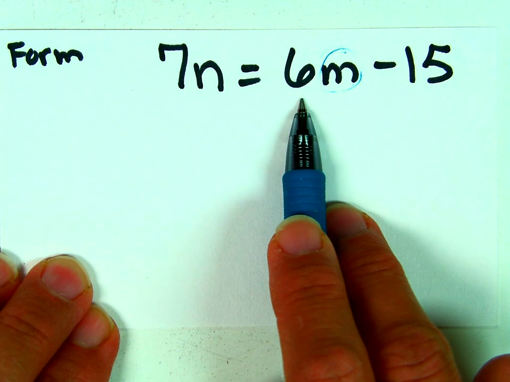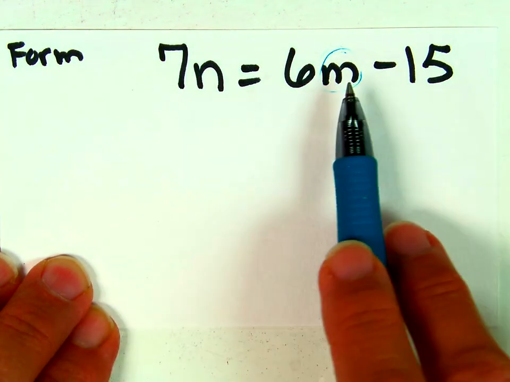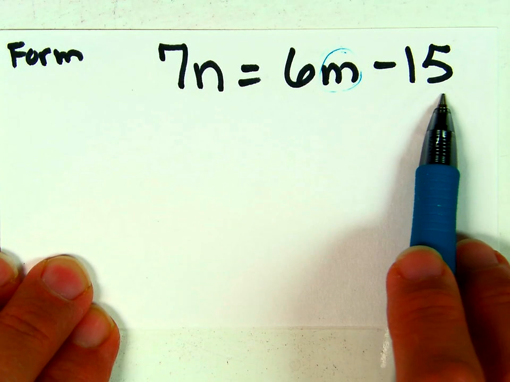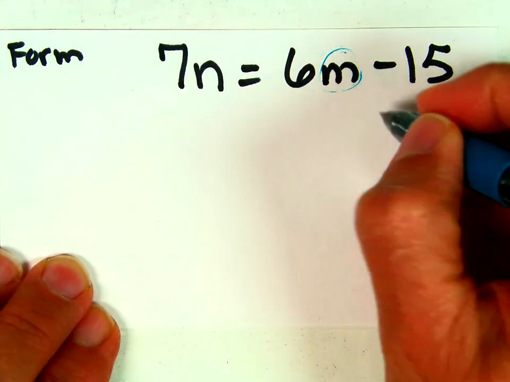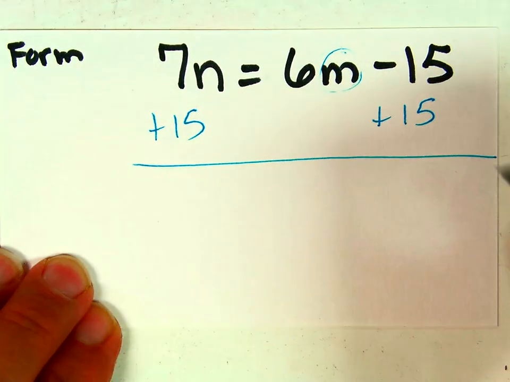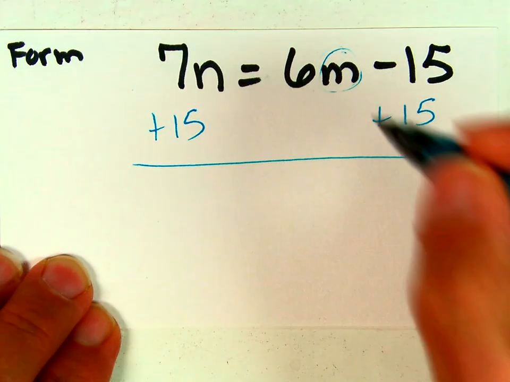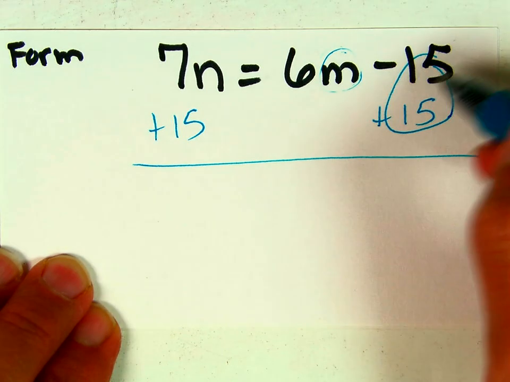Otherwise it just gets messy, because I could divide by 6, but then I'd get 7/6 n and 15/6 over here, and then I'd have to add 15/6, and it gets kind of messy. So I'm going to add 15 to both sides first, just because it's a neater way to do it. Not because it's wrong to divide by 6, it's just a little messy. So that cancels out, that's why I did it.